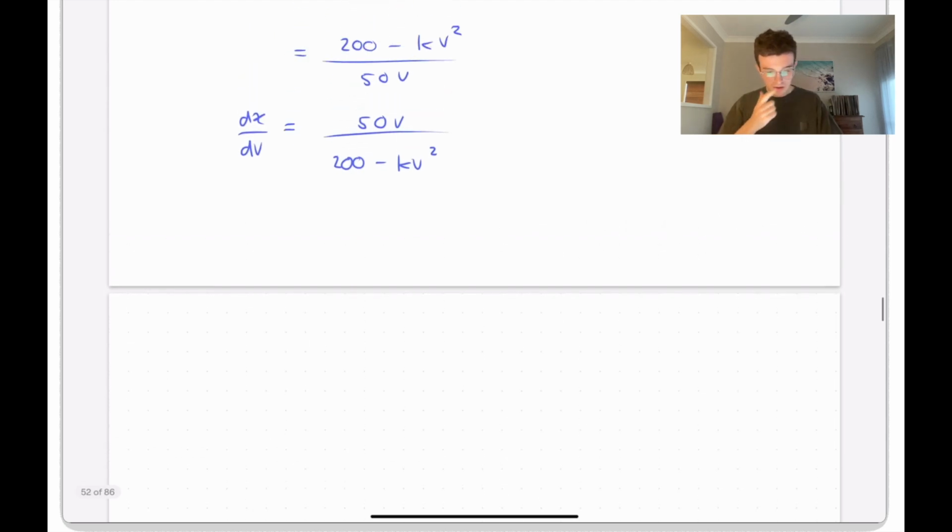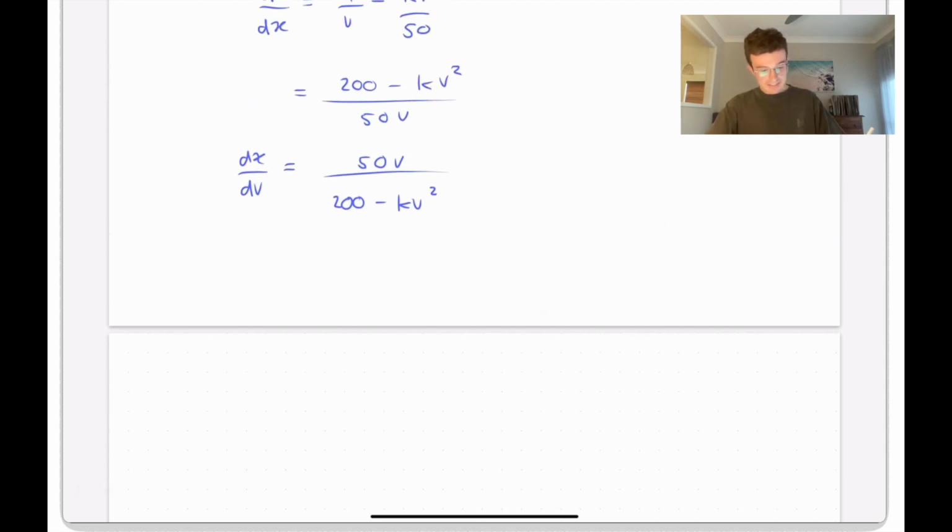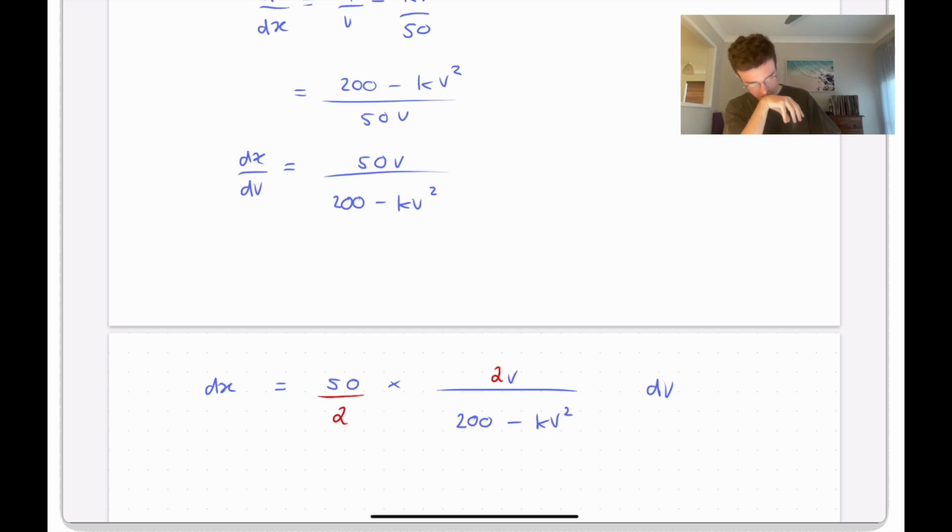All right, we might take out a factor of 50. So this is 50 times v on 200 minus kv squared. Now it's looking like it's in the form of the natural logarithm. We might say dx is here and dv is here. But ideally on the top we would want 2v. So we need to put a 2 down here. So 25.